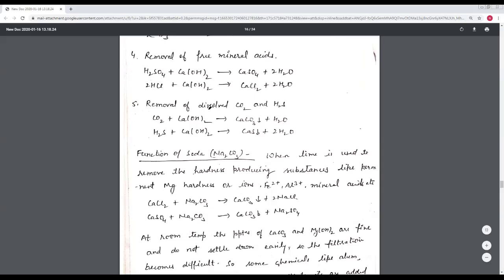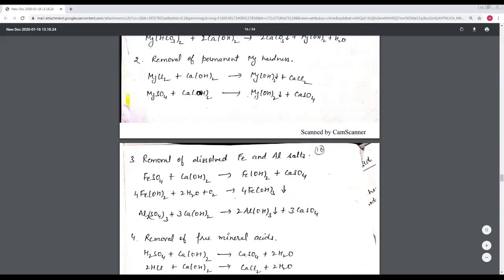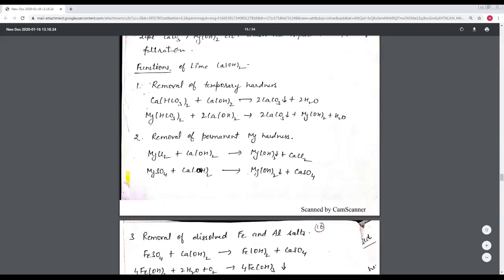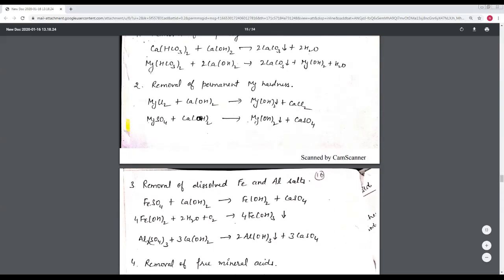So the functions of lime, I repeat again, are: the first is the removal of temporary hardness, second is the removal of permanent magnesium hardness, third is the removal of dissolved iron and aluminum salts, fourth is the removal of free mineral acids, fifth is the removal of dissolved carbon dioxide and hydrogen sulfide.